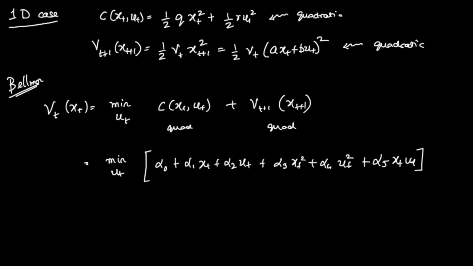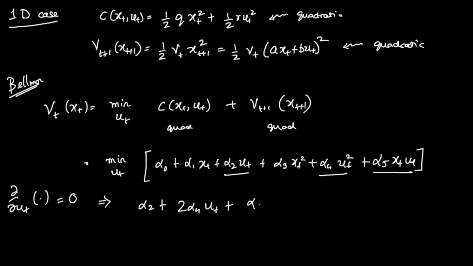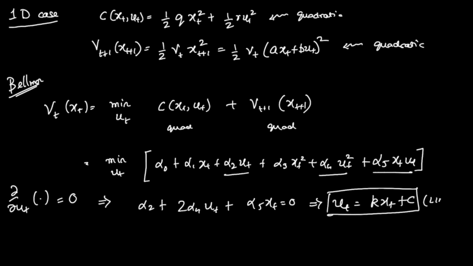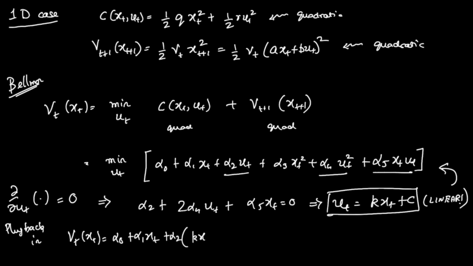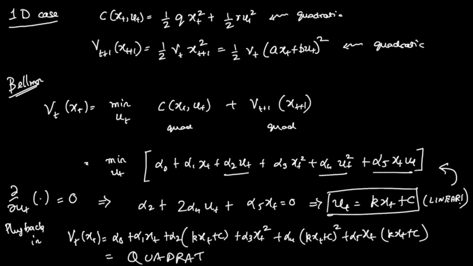Now here's the cool bit of math. If you take the gradient with respect to u_t and set it to 0, you see that u_t is actually linearly dependent on the state x_t. And if you plug this back in, you get a quadratic. So, the value at t plus 1 being a quadratic implies the value at t is also a quadratic.